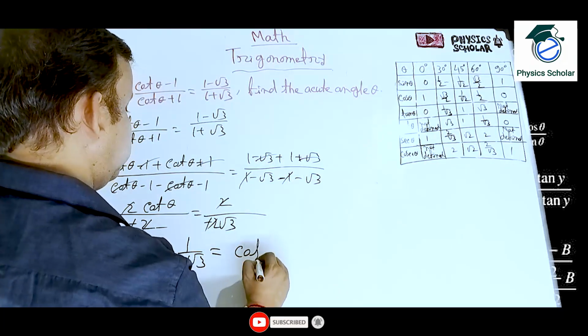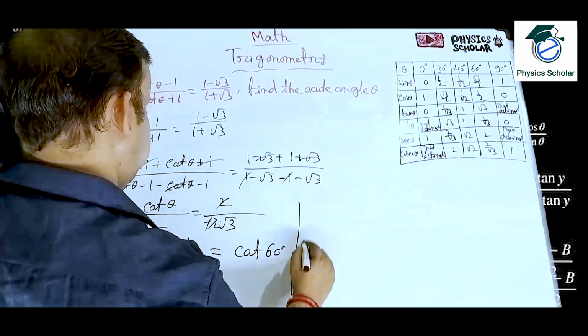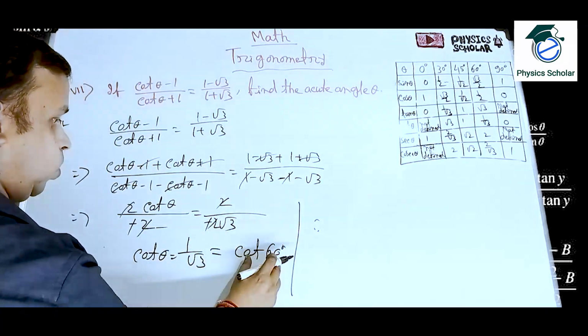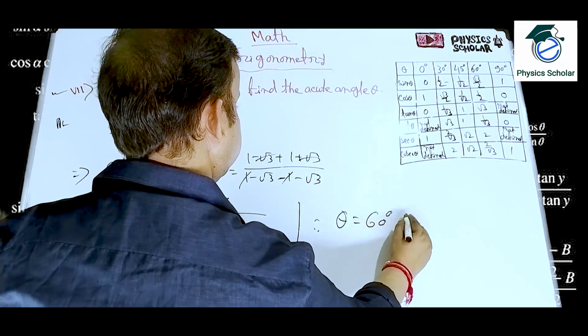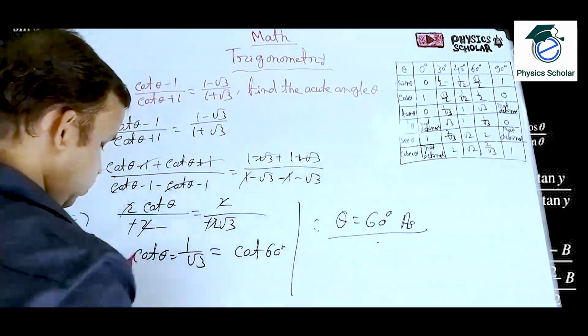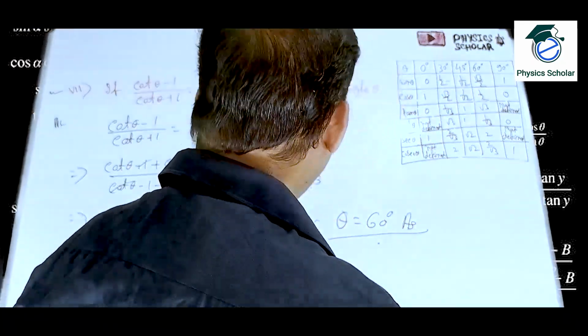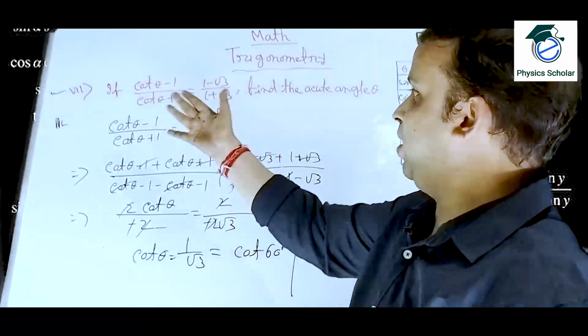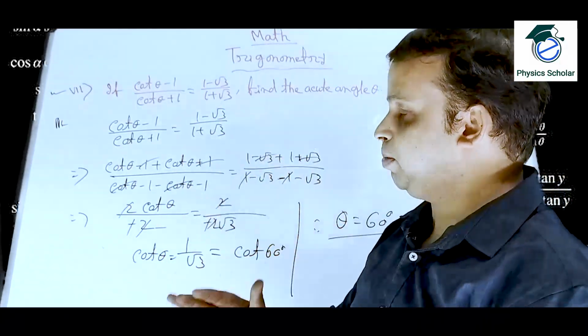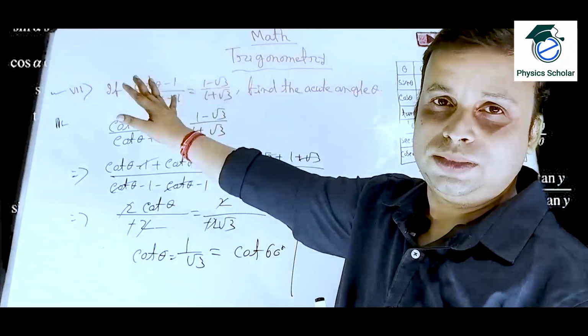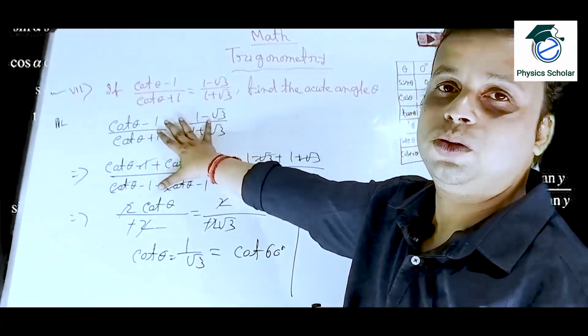Cot 60 degree. That means cot theta is equal to cot 60. That means theta is equal to 60 degree. That will be your answer. So these sums also you can do by cross multiplying, then take cot theta on the right hand side and others on the left hand side. But this is the easiest way to solve.